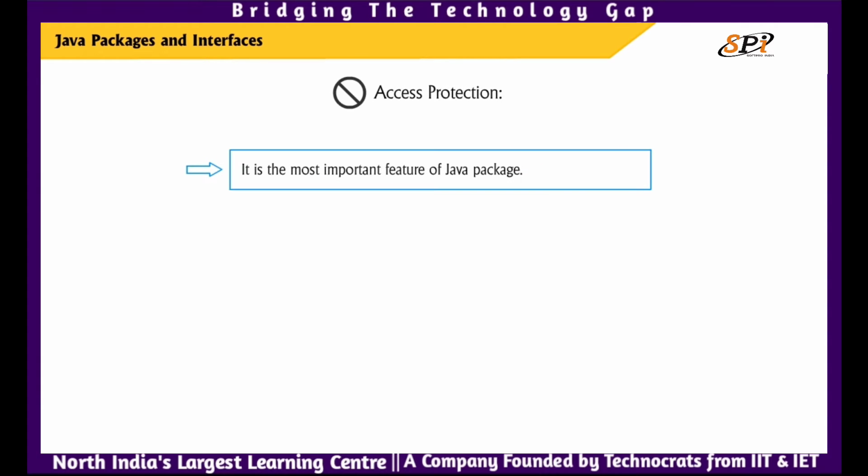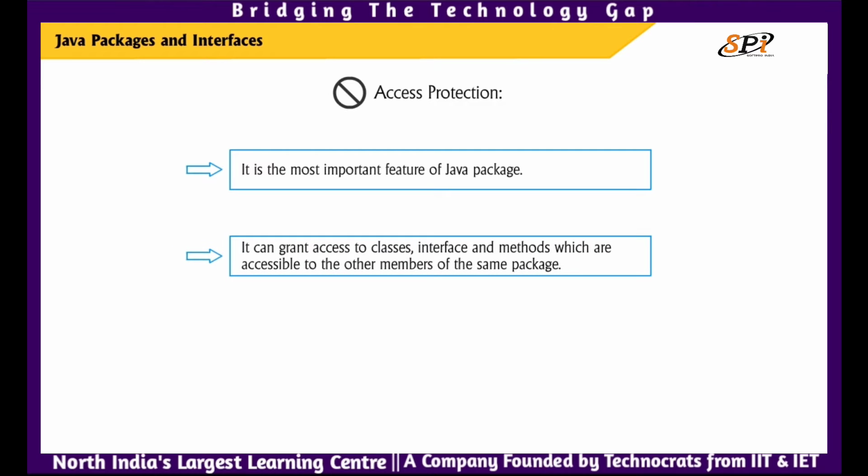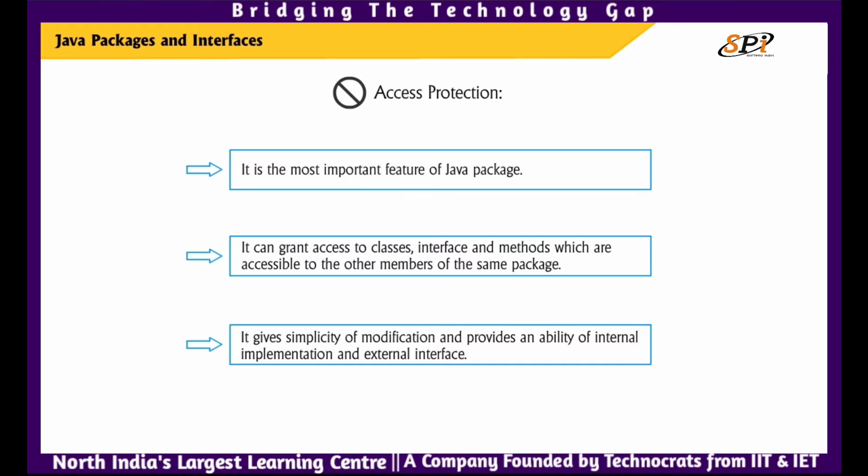Access protection is one of the most important features of Java packages. It can grant access to classes, interfaces and methods which are accessible to the other members of the same package. This feature gives simplicity of modification and provides an ability of internal implementation and external interface.